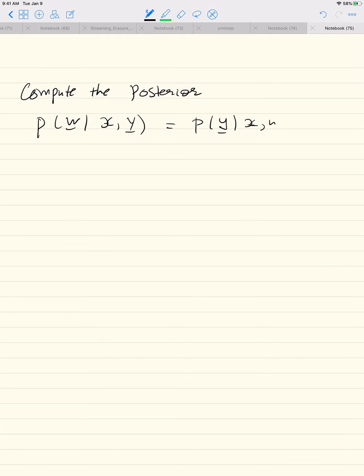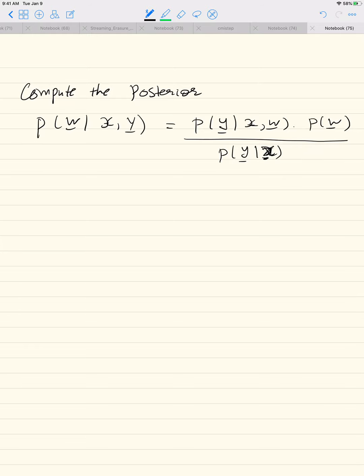Now what we have to do is we have to compute the posterior P of W given X and Y. So we have to compute the posterior of the weight vector given the data. And for that we use the Bayes rule. So we can do this. We have P of W divided by P of Y given X.